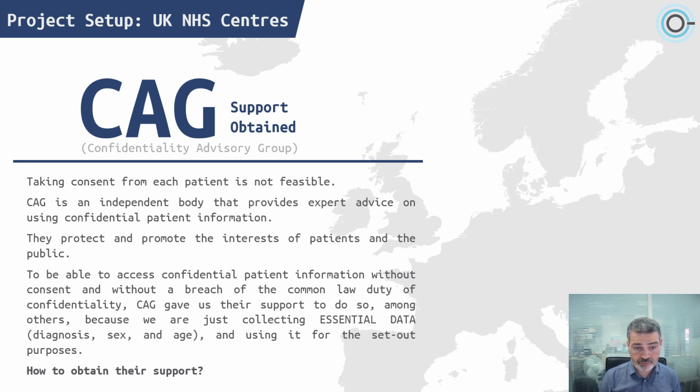CAG gave us their support to do so, among other reasons, because we are just collecting essential data in this study. As I have said, we are just collecting the diagnosis, the sex, and the age, and we are using it for the set-out purposes. The main reason why we contacted CAG is because we have MRIs of patients that were obtained maybe in 1995, and going back to those patients is very difficult, almost impossible sometimes. We have tried, but it's very difficult to reach them. And the second reason is that what we are collecting is not really identifying anyone and can ease, facilitate, and accelerate our research.